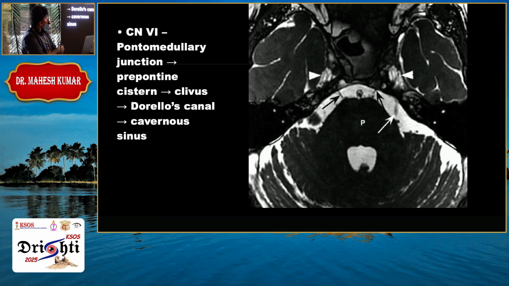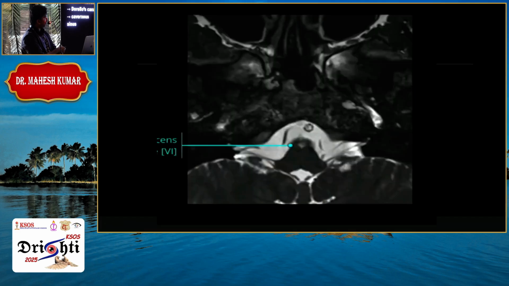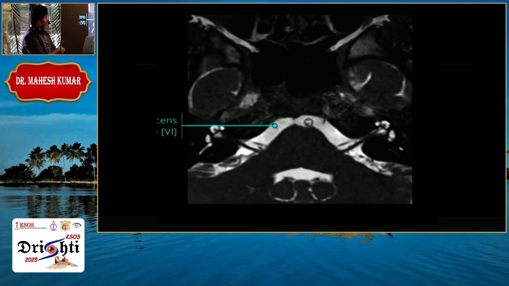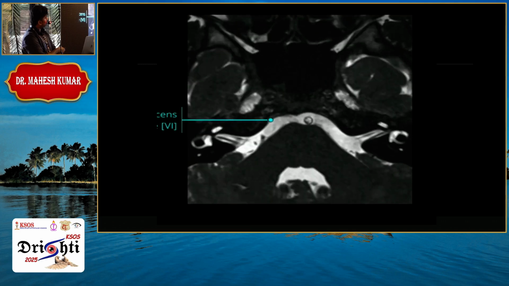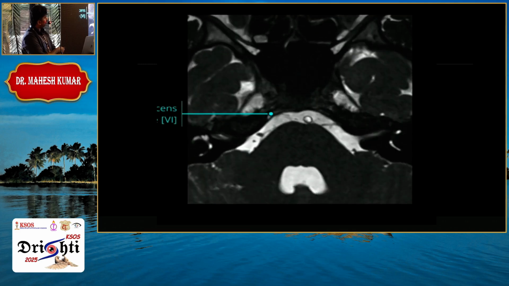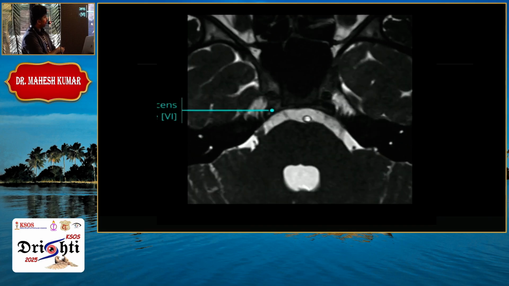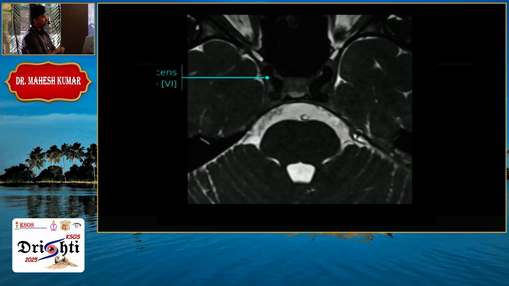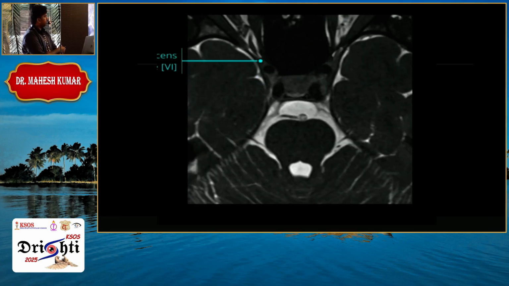And coming to the abducens nerve, this comes from the pontomedullary junction, travels for some distance in the prepontine cistern along the clivus, then enters the Dorello canal, and then goes into the cavernous sinus. Let's see a small video of it. Here is the pontomedullary junction. You can see the opposite one. It is going here. It is traveling along the prepontine cistern. There is a small, very slender structure. These are FIESTA sequence images, heavy T2 images that are useful. And here you can see that it is entering into the cavernous sinus here. The sixth cranial nerve has the longest course, as you know.